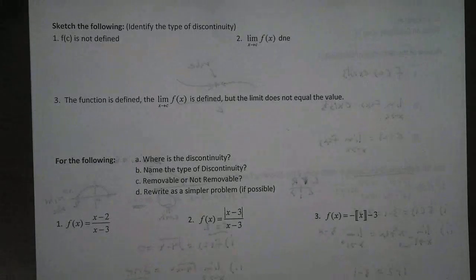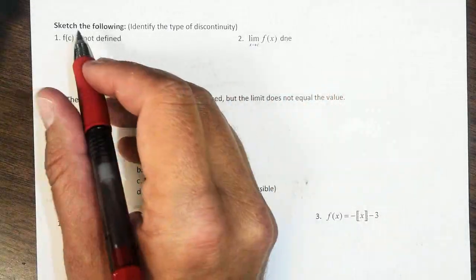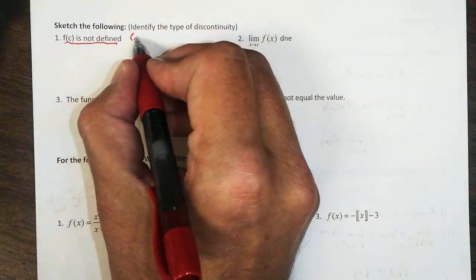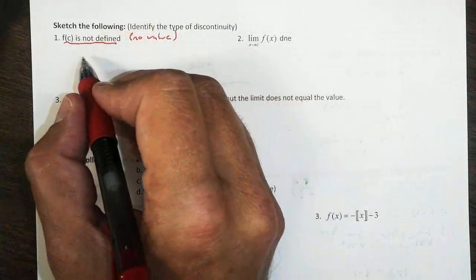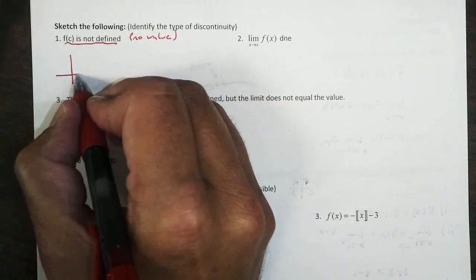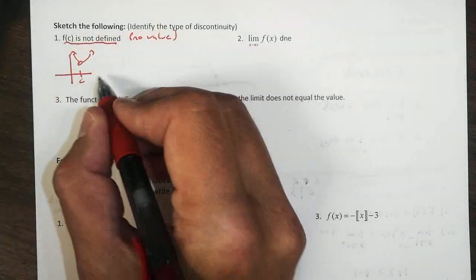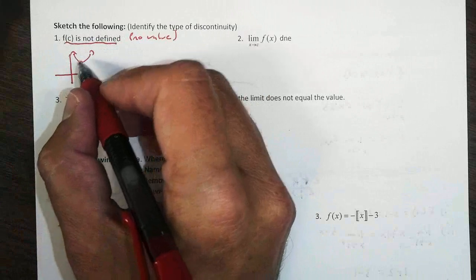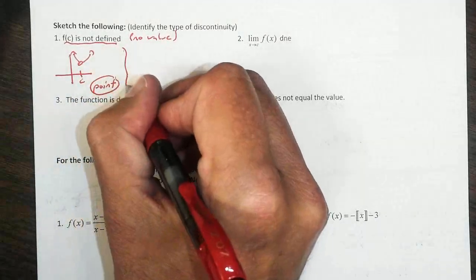So let's continue on with our discussion on continuity. We want to identify the type of discontinuity. The first one says f of c is not defined. So there again, they're saying there's no value here. I can sketch this really quickly. If I were to sketch this at c, I can have a hole there, a hole. At this point, if I want to say what type of discontinuity, because there is a hole, this is point discontinuity. But I have another one.